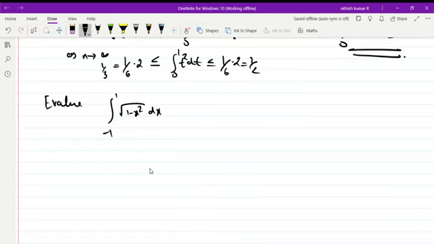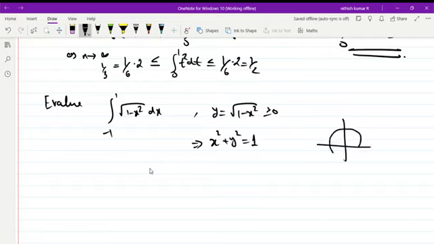Okay, now observe the function y is equal to square root of 1 minus x square. Since it's a function, I will take only one of the values, say this is greater than or equal to 0, square root function. So it's greater than or equal to 0. Now this implies, by rearranging, x square plus y square is equal to 1. And what is it? It is nothing but a circle, and y is greater than or equal to 0. So it will represent only the upper half of the circle.